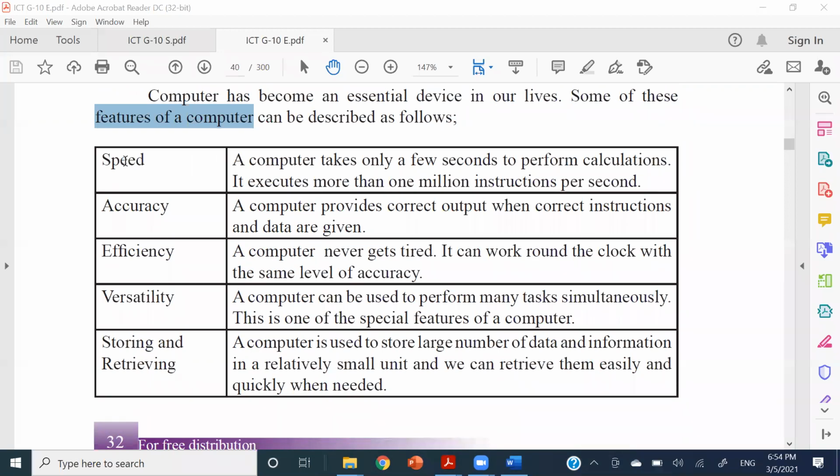Then you can mark the first point. You don't need to draw it as a table. You can write it point by point. So the first point, speed, and put a hyphen.